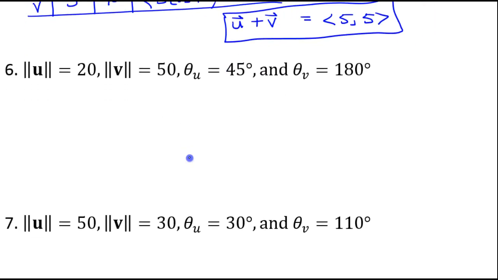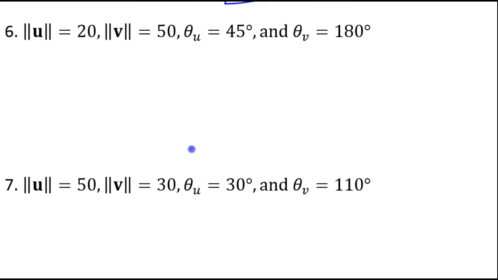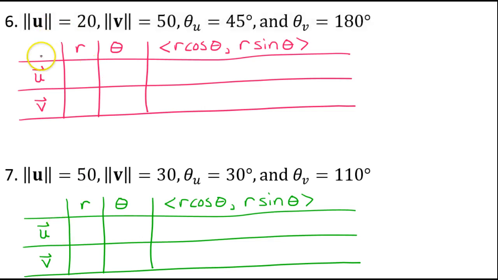Okay, I think number 6 is the same type of thing. I'm going to pause the video and just set up my little chart. So for vector u, the magnitude is 20 and the direction is 45 degrees. For vector v, the magnitude is 50 and the direction is 180 degrees.